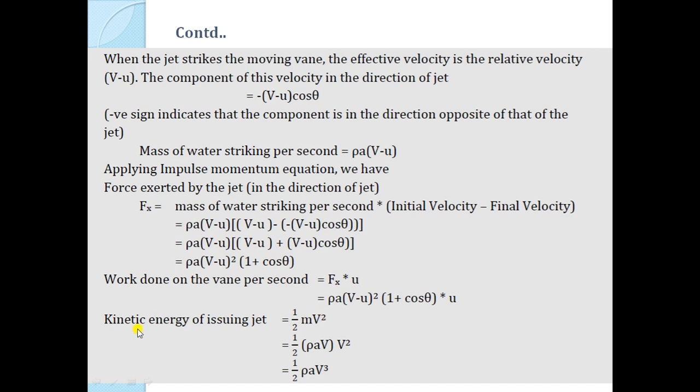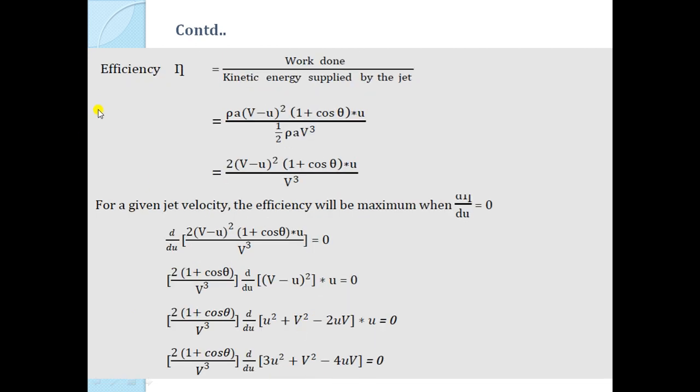Likewise, the kinetic energy of the issuing jet is half m v squared, where m is the mass of fluid. The mass of fluid which is coming out of the jet is rho A V. So if you substitute the value, the kinetic energy of the issuing jet will be half rho A V cubed. Now, let us determine the efficiency. Efficiency is given by work done divided by the kinetic energy supplied by the jet.